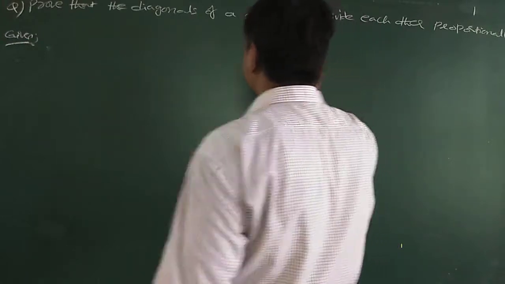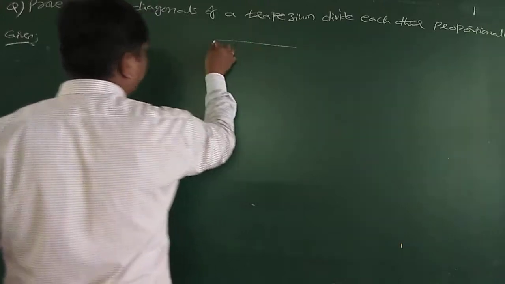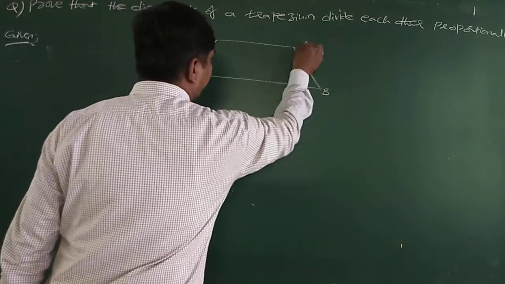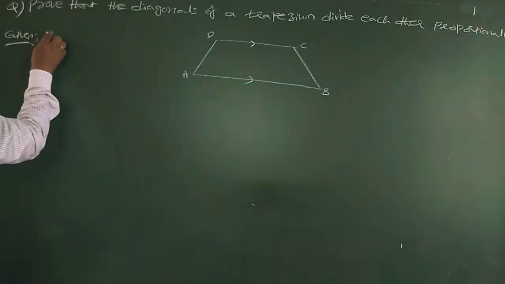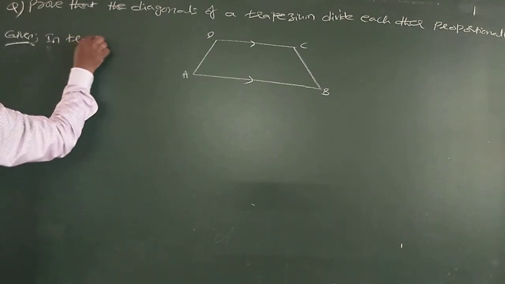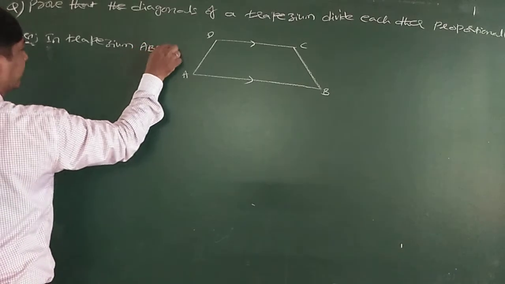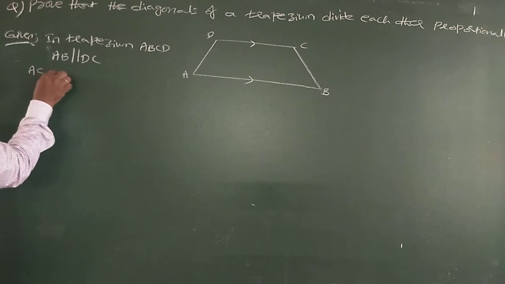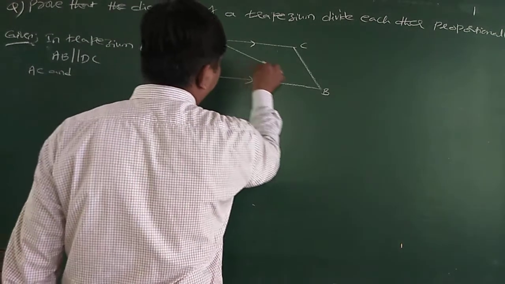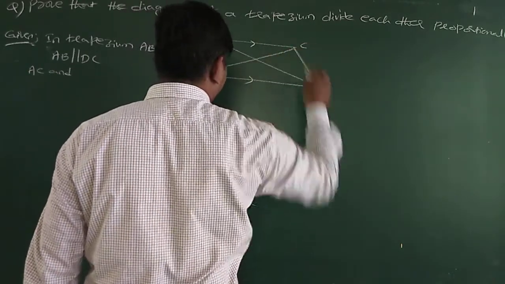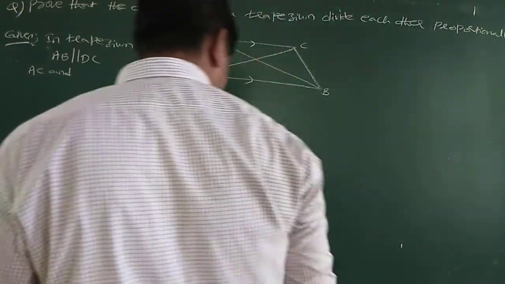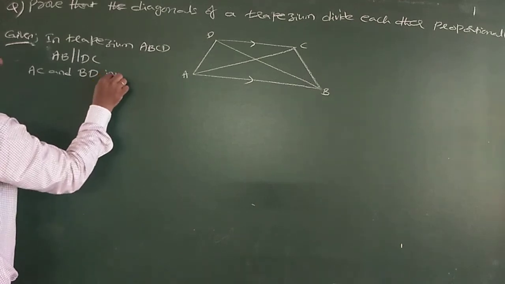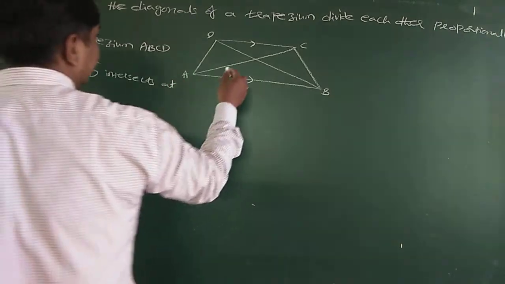See here, ABCD is a trapezium. In trapezium ABCD, AB is parallel to DC. The diagonals AC and BD intersect at E.